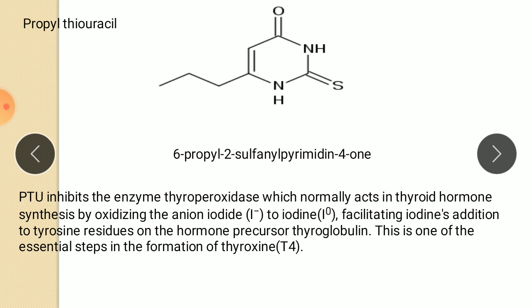Uses: PTU inhibits the enzyme thyroid peroxidase, which normally acts in thyroid hormone synthesis by oxidizing the anion iodide to iodine, facilitating iodine's addition to the tyrosine residue on the hormone precursor thyroglobulin. This is one of the essential steps in formation of thyroxine. As we studied in biosynthesis, TPO, thyroid peroxidase enzyme, is involved in the biosynthesis of thyroid hormone. So these drugs simply inhibit that enzyme and prevent the formation of T3 and T4.